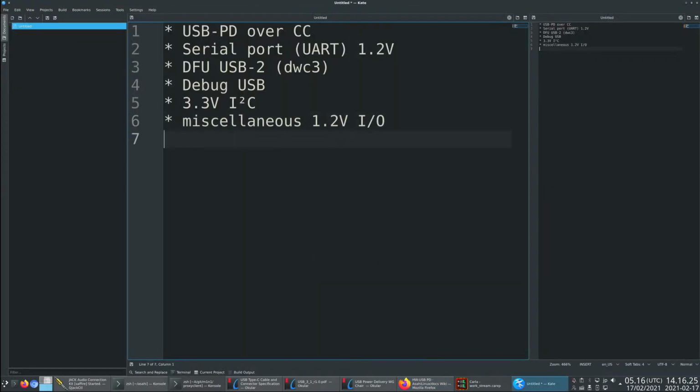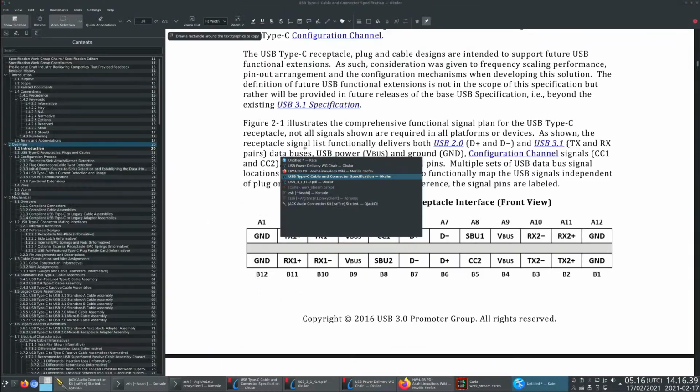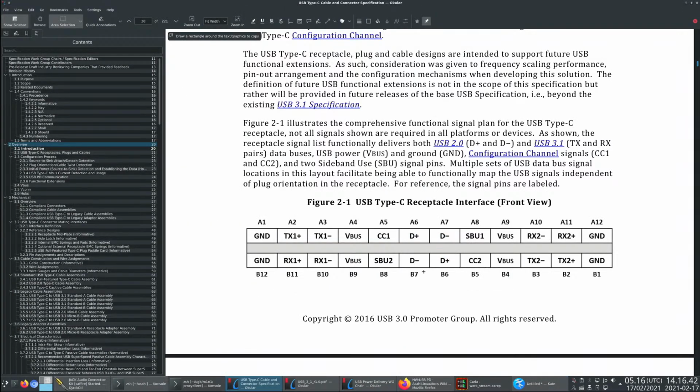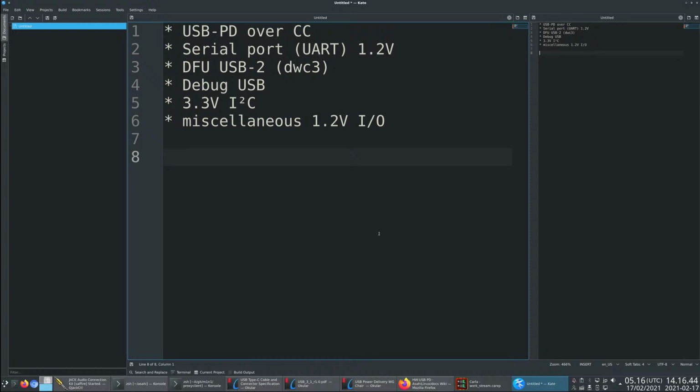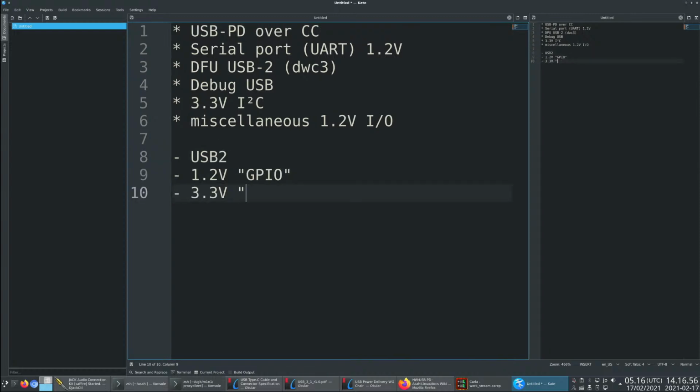Yeah. So basically, we can sum this up as saying, if we want to be flexible about what we support, and also make this useful for other devices, we basically have three sets of pins: D plus D minus top, D plus D minus bottom, and SBU1 and SBU2. And over those lines, in some combination, we want to be able to run USB 2, 1.2 volts GPIO, 3.3 volts GPIO, and also 1.2 volts UART and 3.3 volts UART, as far as hardware support.